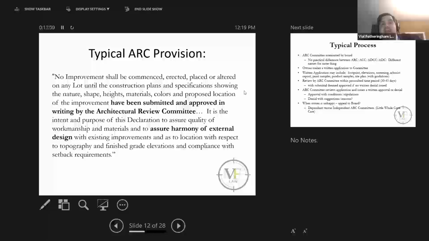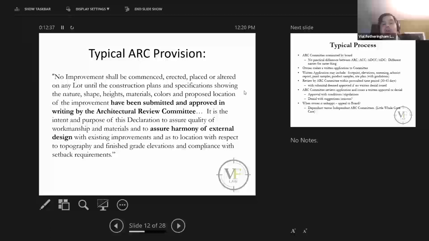And those standards are real. It's what the ARC should be looking at and taking into account. Now, that doesn't mean the ARC has to take every single factor into account in every single case, because they may not all apply. For example, if I am changing the paint color on my house, the topography and finished grade elevations and compliance with the setback requirements are not going to apply to my changing my paint from brown to a green. But there are other factors that will apply, like how it looks in comparison to everything else that's out there.